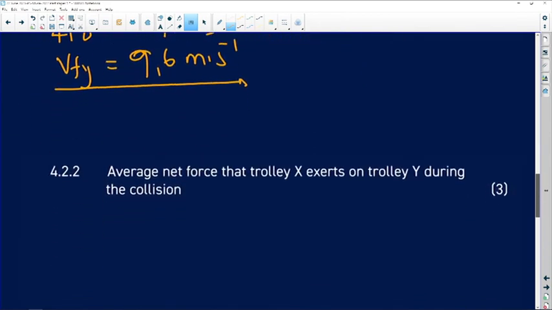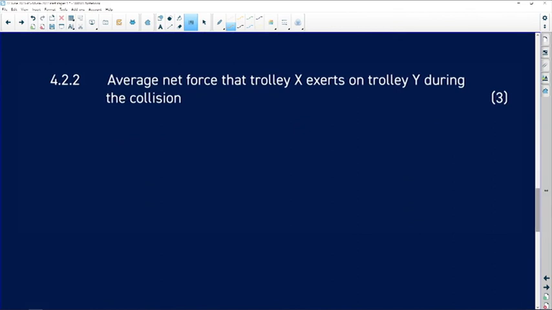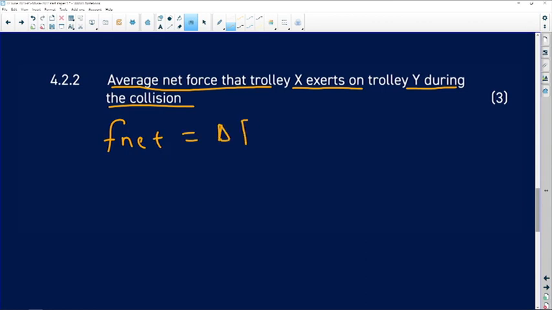The next question now, we are looking for the average net force. The average net force that trolley X exerts on trolley Y during the collision there. So what can we do now? Our formula is F net equal to change in momentum.